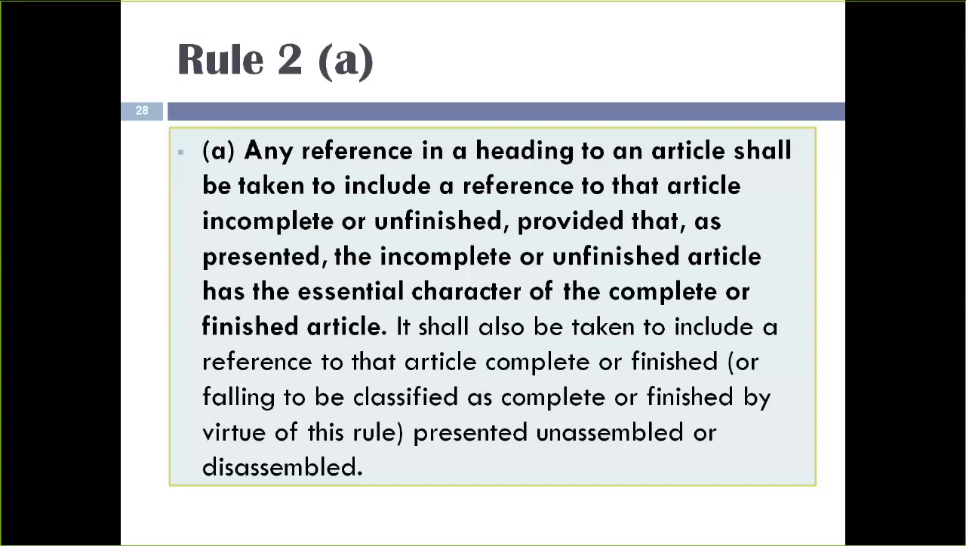It would also include the article whether it is presented unassembled or disassembled. In other words, if you buy a bicycle and you bring it in in parts, you disassemble the bicycle and you bring in all the parts in a box, that would be treated not as separate items but as a bicycle. And of course, if you bring in a spare tire with the bicycle, that spare tire would be treated separately. It would be treated under the heading referring to spare tires.